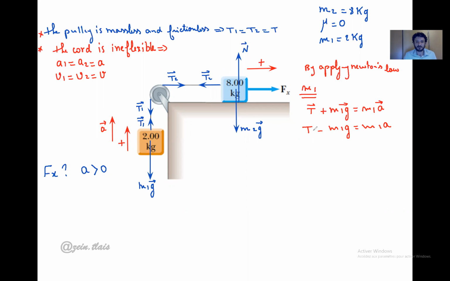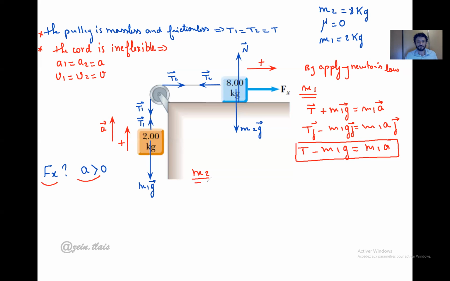You can put here j, and j. Okay, and you can cancel. You don't have i. You can put it and you can cancel. It's the same, whatever. Okay, so T minus M1g equals M1a. It's the first relation between T and A. Me, I want a relation between Fx and A. Let's take the second object M2.